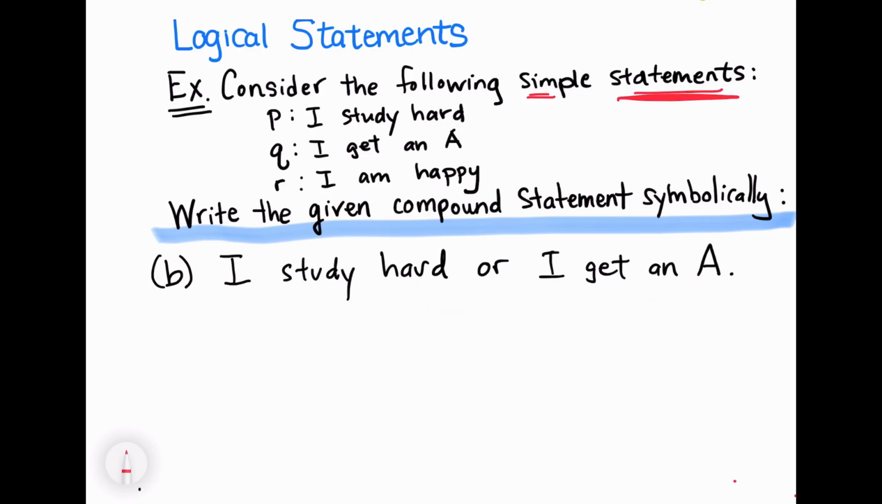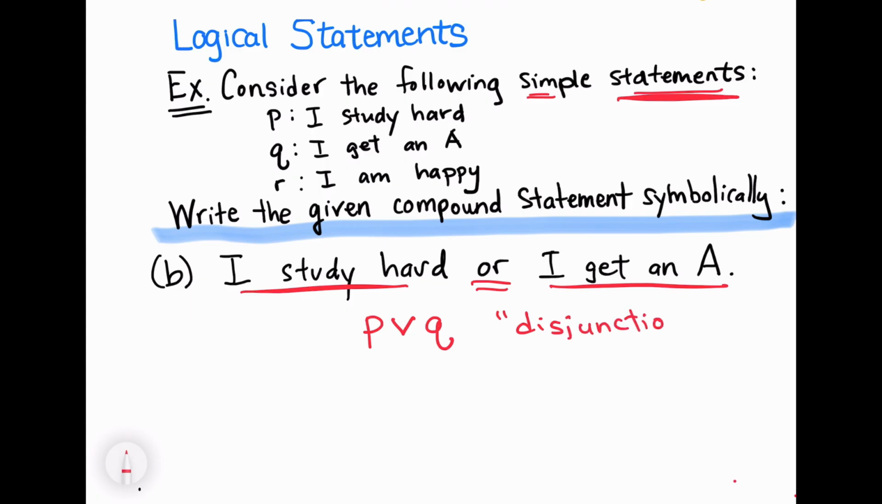For part B, we have the statement, "I study hard or I get an A." The way that we write this symbolically is we have the P, and then the symbol we use looks like a little V, P or Q, and this is called a disjunction. It basically corresponds to "or" statements.